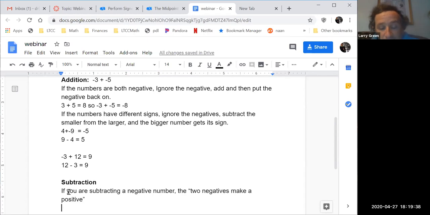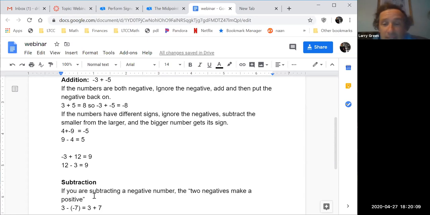So let's say we do 3 minus a negative 7. Okay, and then we see we have a minus minus. So what does that mean? Yeah, we turn it into a plus. So that's equal to 3 plus 7.